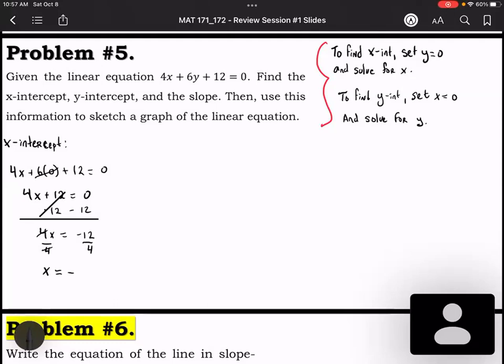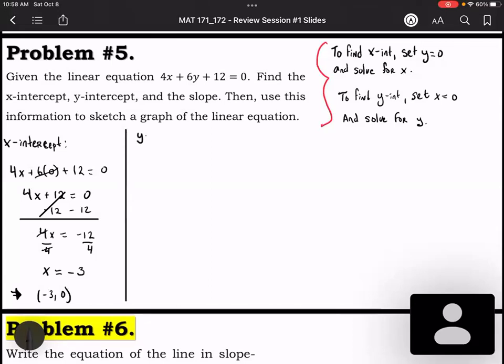Negative 3. Now, just a heads up, because we're dealing with graphing a linear equation, we've got to make sure we write out these x-intercepts and the y-intercept as ordered pairs. So if the x-intercept is negative 3, as an ordered pair, what would that be? Negative 3, comma 0. There you go. That's your x-intercept.